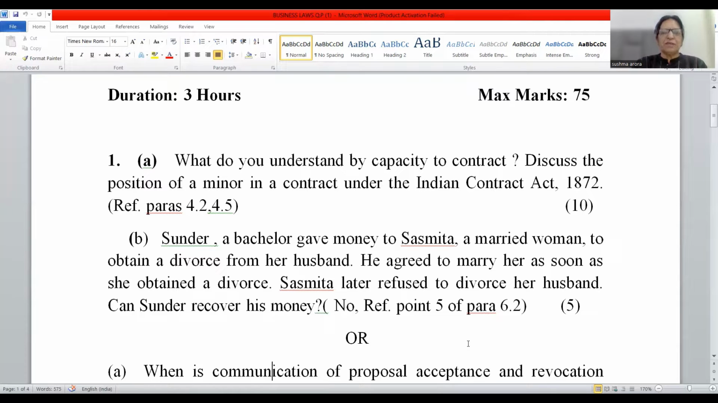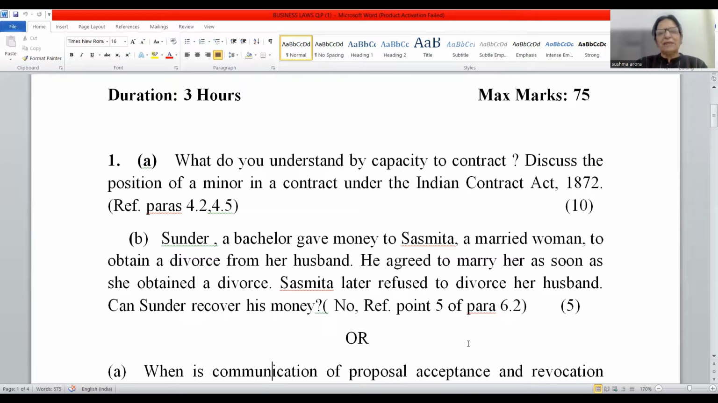Moving ahead, friends, part B: Sundar, a bachelor, gave money to Susmita, a married woman, to obtain a divorce from her husband. He agreed to marry her as soon as she obtained a divorce. Sushmita later refused to divorce her husband. Can Sundar recover his money? Friends, this is from the chapter Legality of Object and Consideration. This practical problem, we may call it a case law, is from chapter 6, with the title Legality of Object and Consideration.